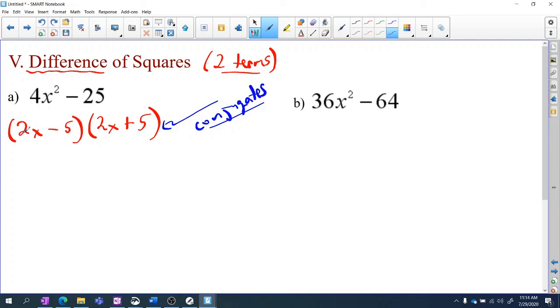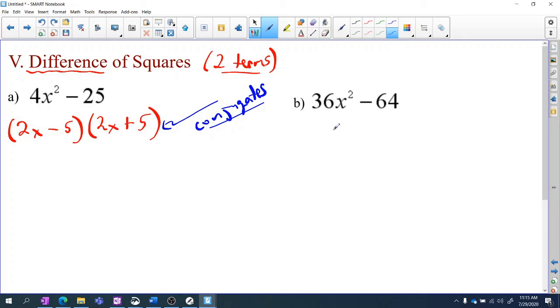If you expand these out, 2x times 2x, 4x squared. Now here's why conjugates are your two factors here. Watch what happens when you do your middle terms. 2x times 5 is a positive 10x. Negative 5 times 2x is a negative 10x, which wipe each other out. And then you got your minus 25. So the x term gets wiped out anytime you multiply conjugates. Nice little fact to know.